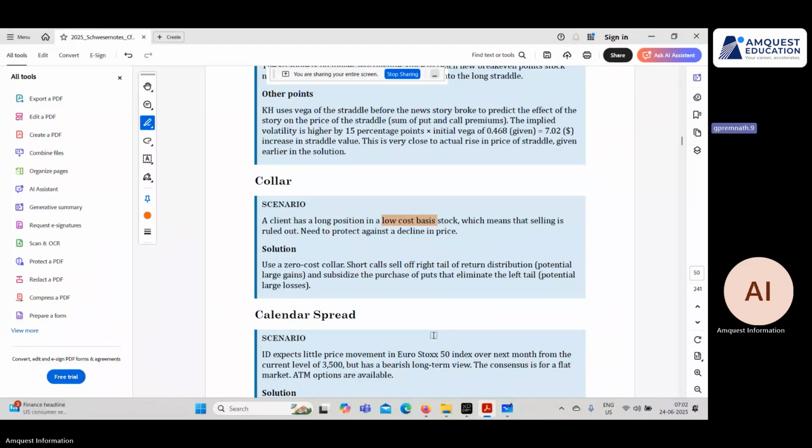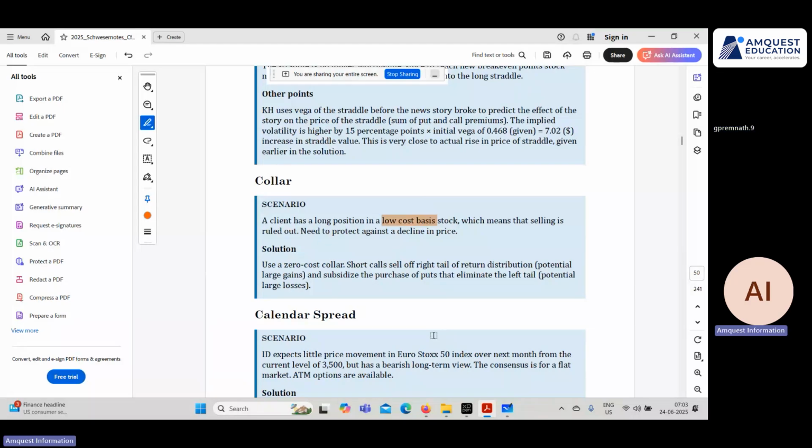He expects little price movement in the Euro stock index over the next month from the current level of 3,500, but has a bearish long-term view. The consensus is for a flat market. ATM options are available. This ATM options thing is confusing, but ideally what he would do is go long a put option for a higher duration, and then sell a put option for a lower duration. That's what he would do.